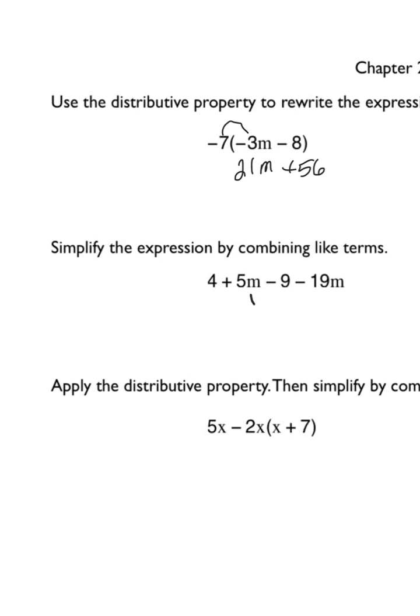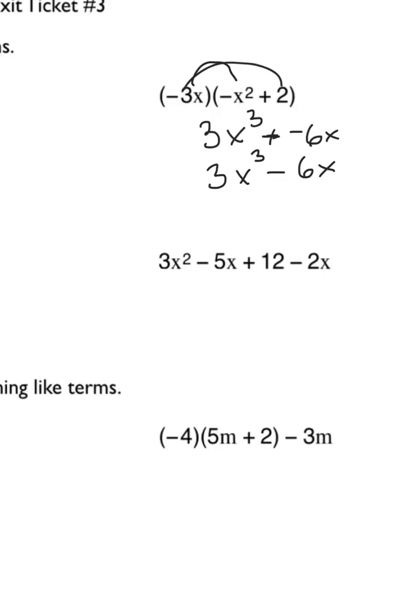When we're combining these, we're just combining 5m and you're putting it together with the -19m. That's going to get us -14m. And then we have to add that 4 and the -9, which will be -5. So if you write it in the way that they would like, it's -14m minus 5. All right, combine like terms for this one, and then check your answer.